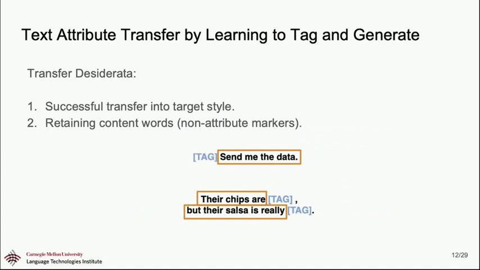The second desirable characteristic is content retention, something which our approach is positioned to handle explicitly. Sentences in the source style broadly consist of content and attribute markers, and we wish to retain as much content as possible by replacing these attribute markers with tag tokens and retaining the rest of the sentence as is. As we can see here in the example, the phrase "send me the data" contains all the originally intended communication, and the tag token can now be replaced with appropriate phrases to generate a polite sentence.